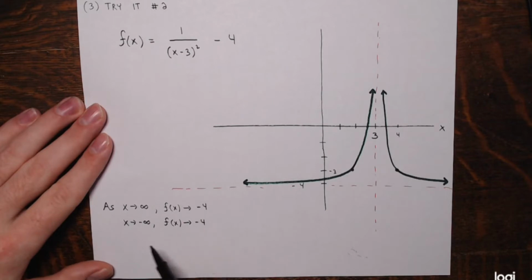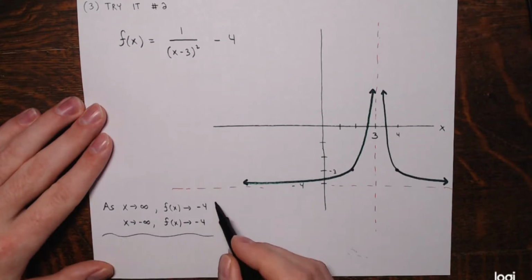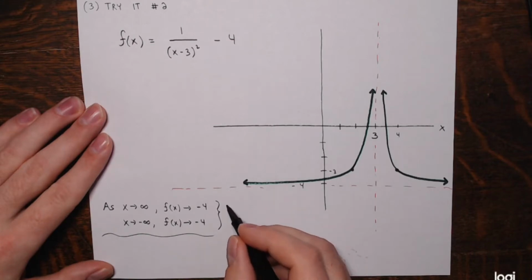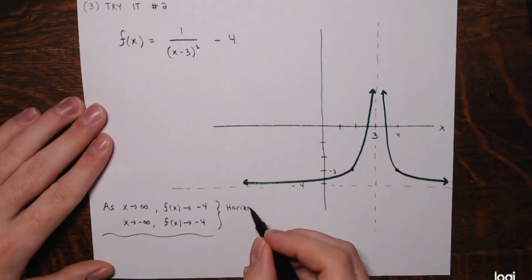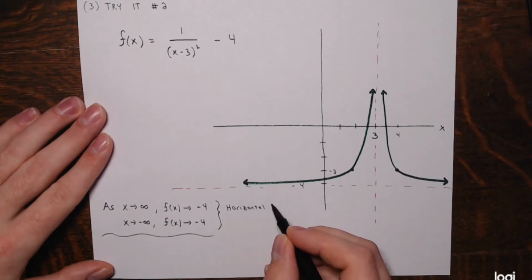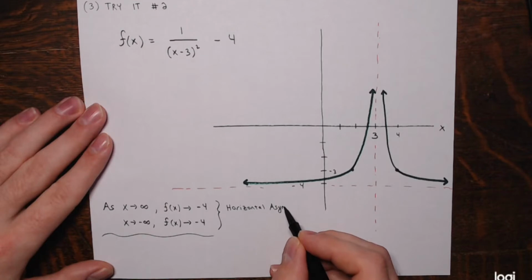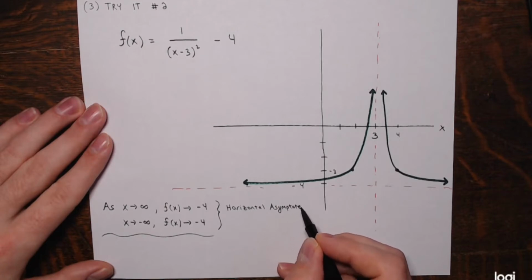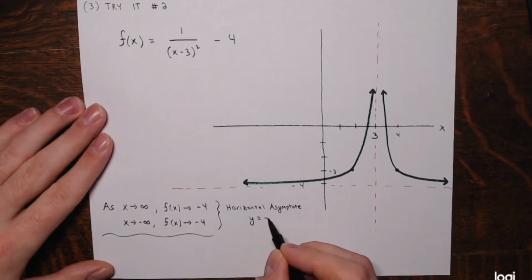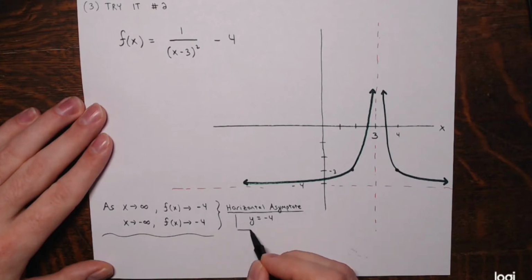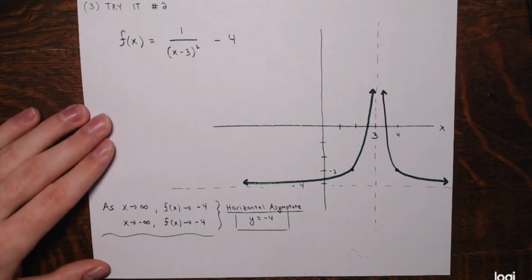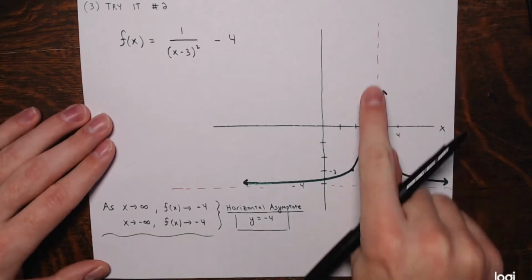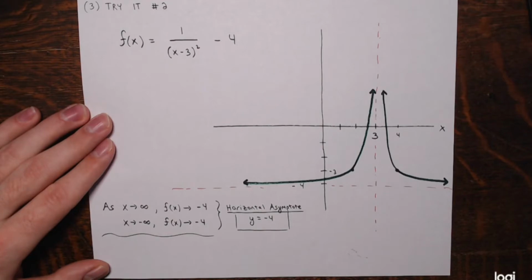Okay? And either one of these tells me that the graph has a horizontal asymptote at y equals negative 4. And this is part of the thing they wanted, right? They wanted you to identify the asymptotes. And then I'm seeing a vertical asymptote at x equals 3.